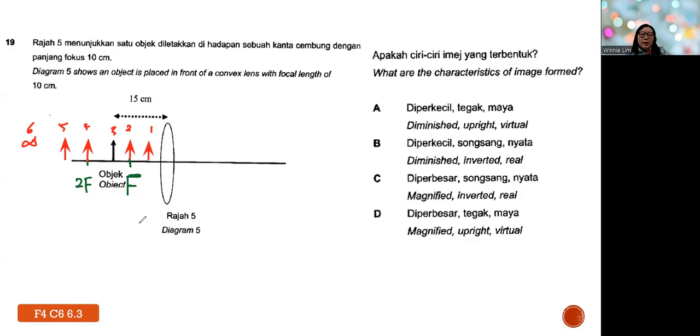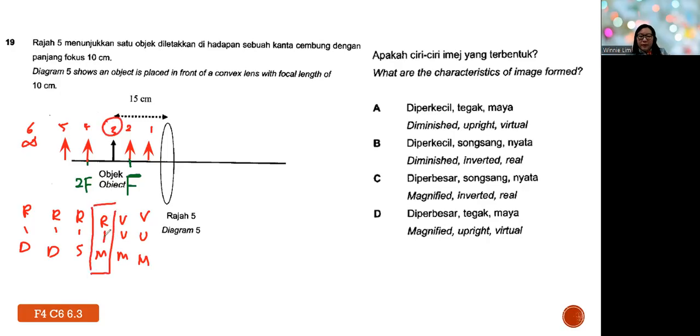And what are their characteristics? I ask students to memorize the rhythm, womb, rim, wrist, read. This is how you get the final characteristic of the image formed. So my one is the third, which means the image formed is supposed to be real, inverted, and magnified. So you find out which one is real, inverted, magnified. Diminished is already wrong. Okay, yes, magnified, real, inverted. So the answer is C.